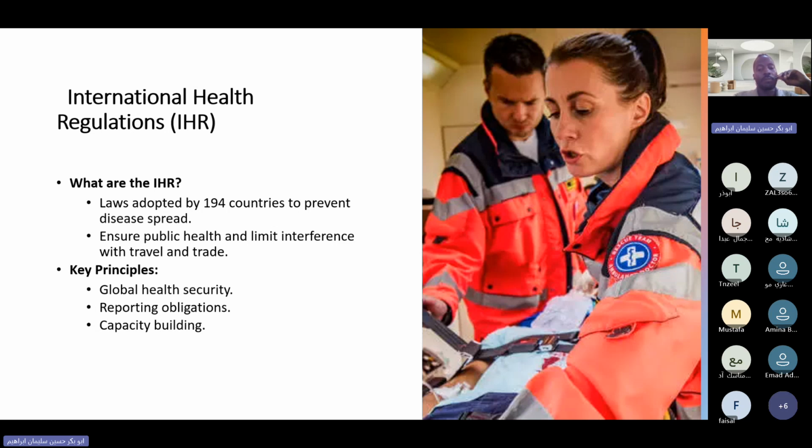Additionally, the countries must make reporting or notification of their cases and their health situation. If there is some disease, they must share this data with different organizations or countries that can support them to control that kind of disease. Additionally, capacity building can train people, teach people how to control the disease.